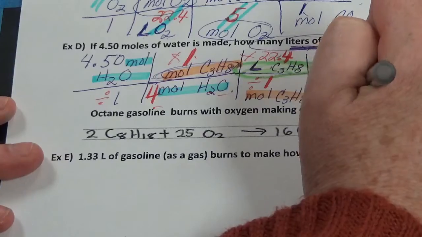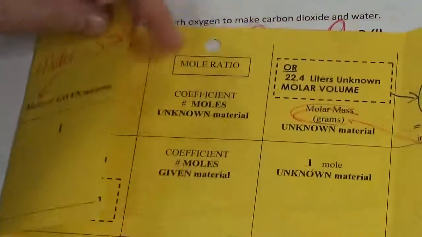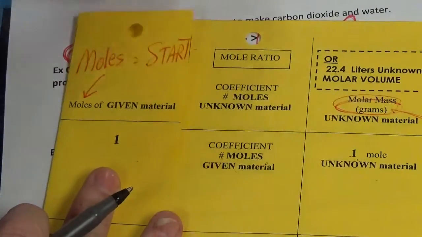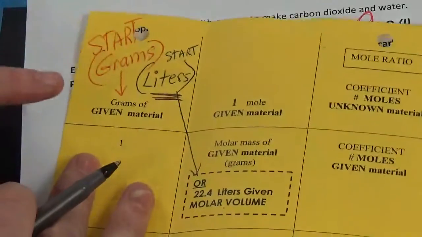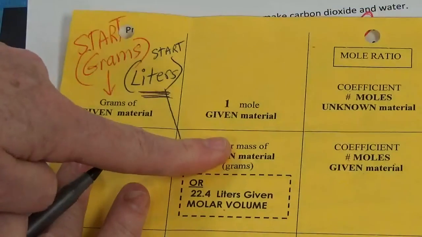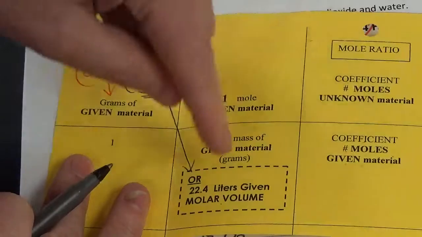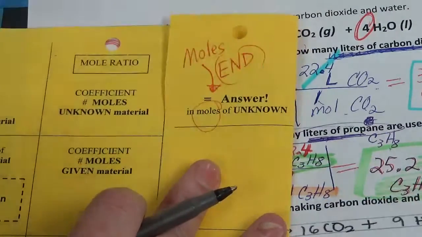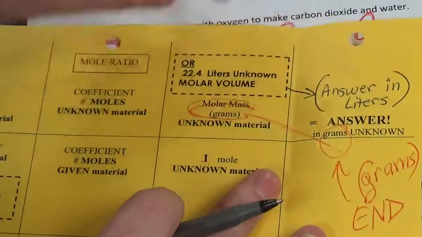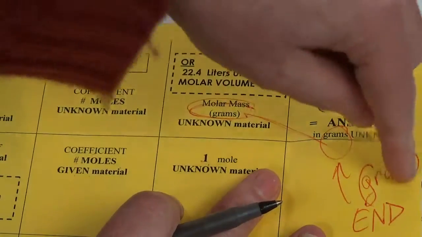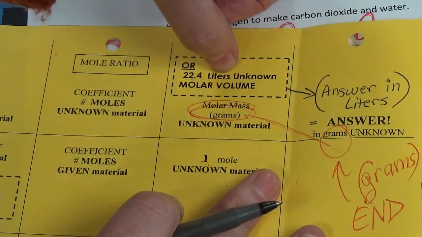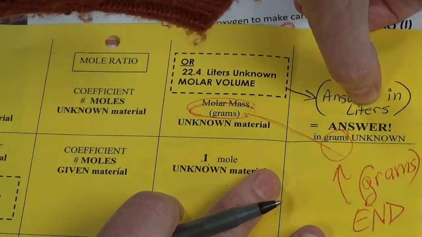To help you do any question in this unit, just look at your foldable carefully. If it's closed, it starts with moles. If it's open, you're either beginning with grams and you're going to use molar mass, or you're beginning with liters and you're going to use molar volume. At the end, if it's closed, you're ending with moles right after the mole ratio. You're ending with moles right there. But if you open it, if you use molar mass, your answer will be in grams. If you use the molar volume of 22.4, that will make your answer be in liters instead.